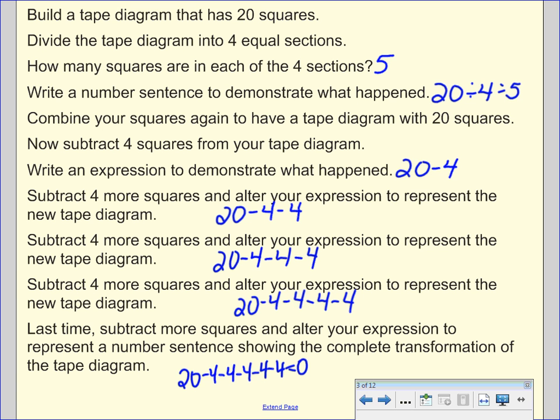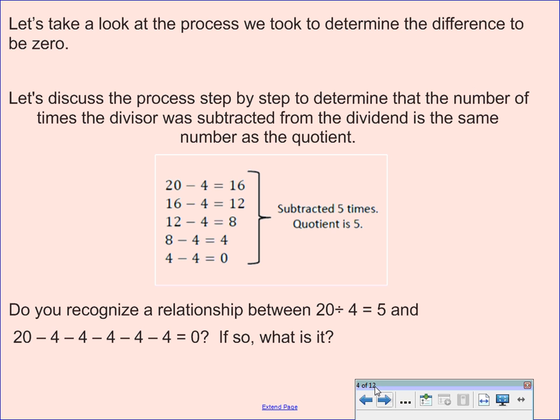So what we did was we took our 20 and divided it into groups of 4. We kept taking away groups of 4. So when we did 20 divided by 4, we got 16, minus 4 was 12, minus 4 was 8, minus 4 was 4, minus 4 was 0. How many times did we take 4 away? How many times? 5 times. And what was our quotient?